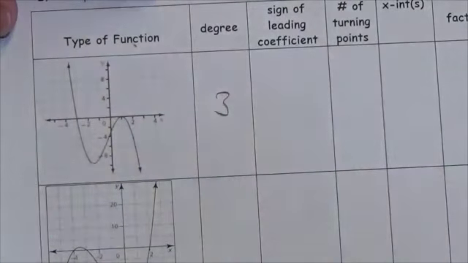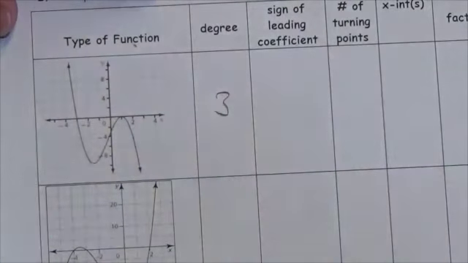The next column says the sign of the leading coefficient. Well, this extends from quadrant 2 to quadrant 4, so it's dropping, so negative. This one extends from quadrant 3 to quadrant 1. It's rising, positive. This one goes from quadrant 3 up and back down to quadrant 4. It's a parabola that opens down. Leading coefficient's got to be negative.